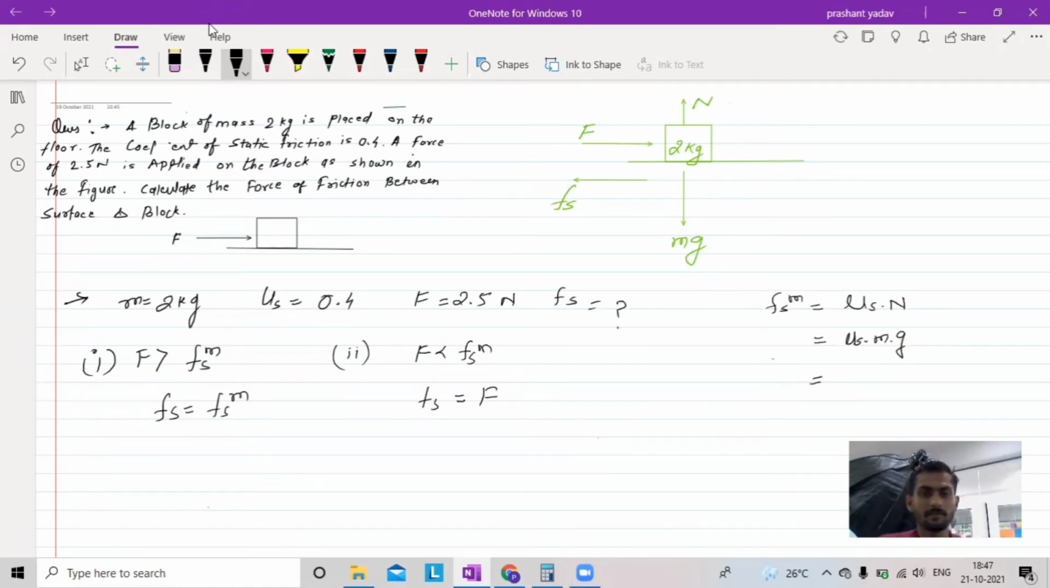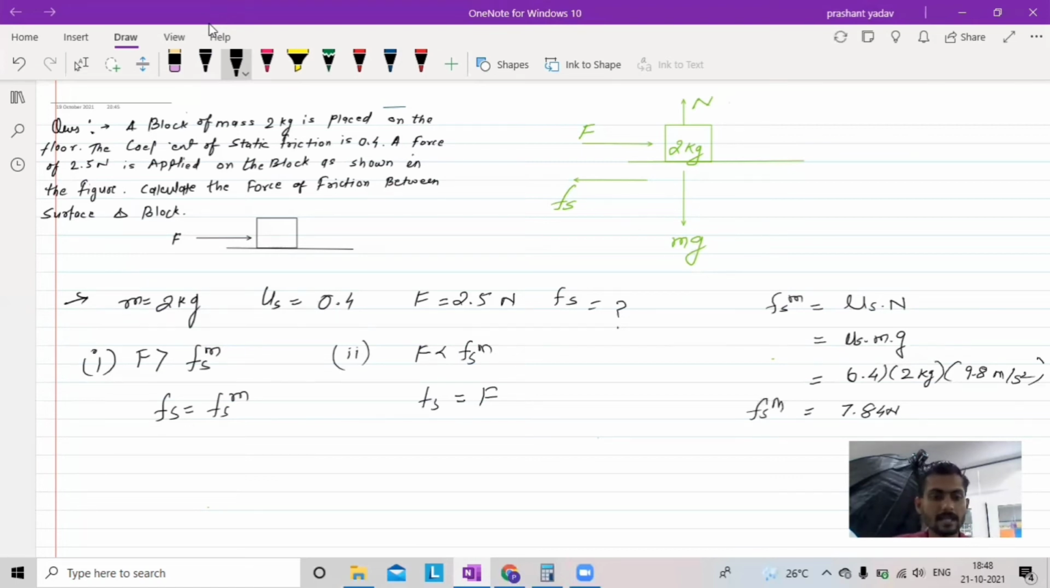We have the given value of mu s, that is 0.4. We have the given value of mass, that is 2 kg, and the value of g will be 9.8 meter per second square. Okay, so the result will come like 7.84 Newton. This is the value of Fsm.